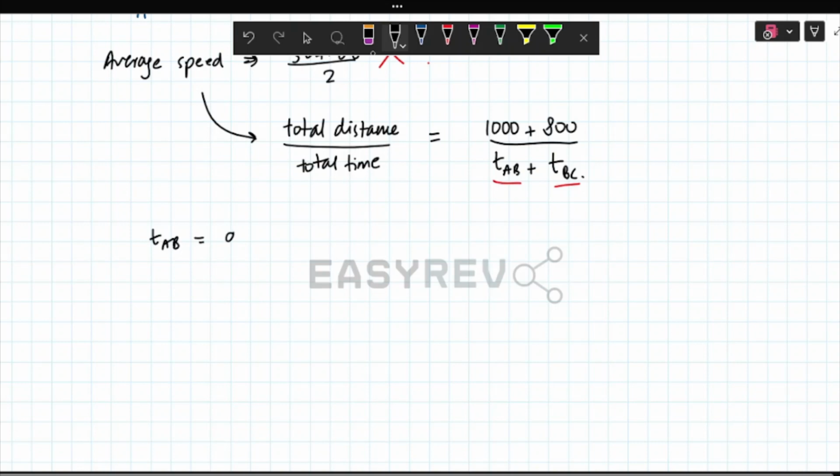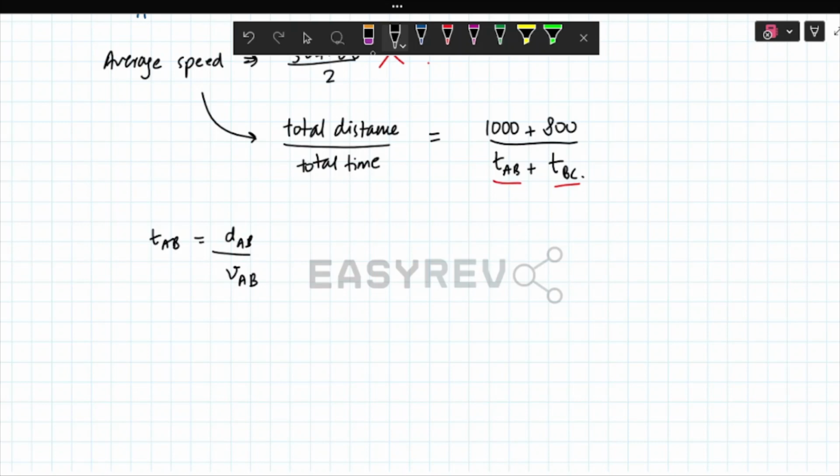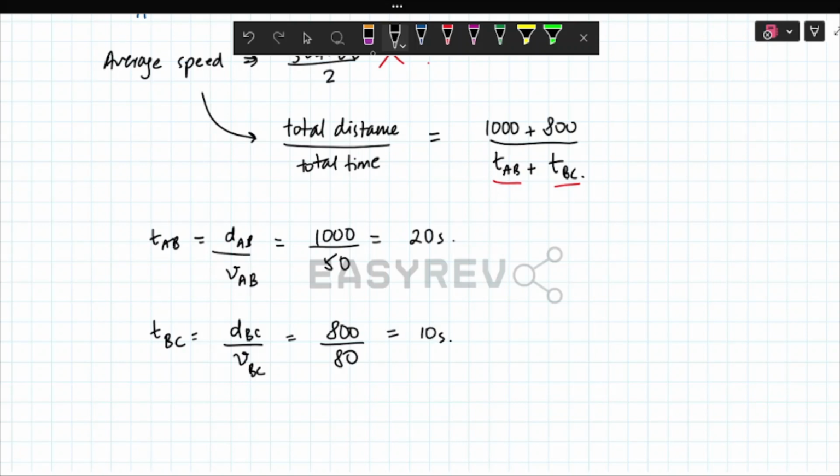TAB would be the distance AB divided by the velocity along the path AB. In our case, that would be 1000 divided by 50, and you get 20 seconds. Whereas for the path BC, it's the distance along the path BC divided by the velocity that Dr. Sal has along BC, or the speed to be a bit more precise. This time it would be 800 divided by 80, which would just be 10 seconds.